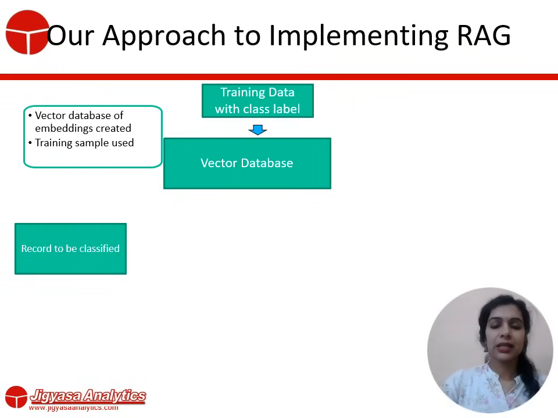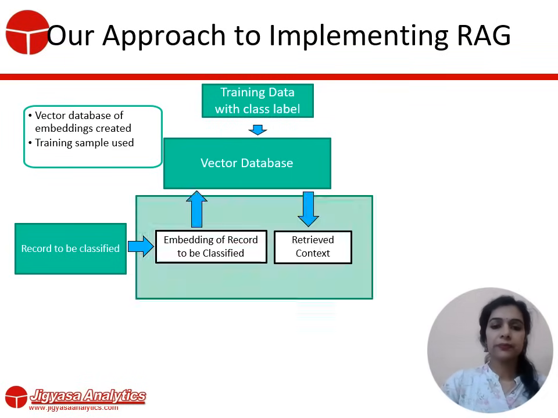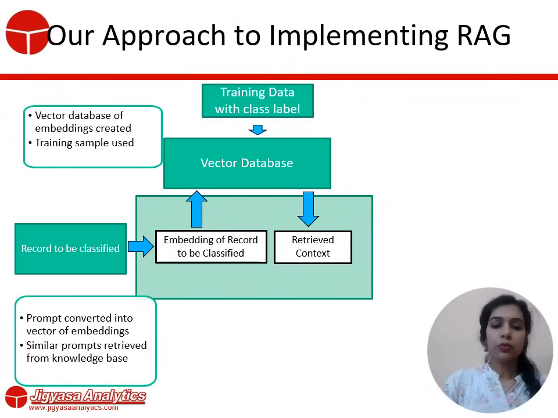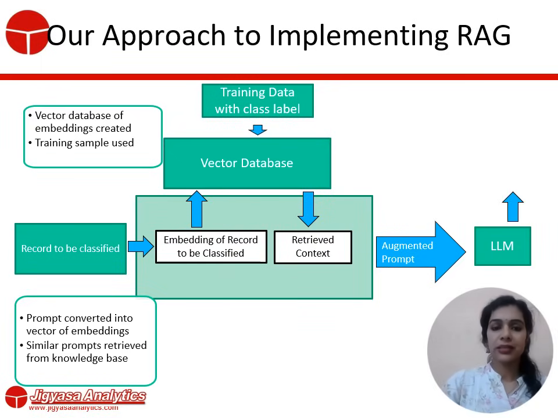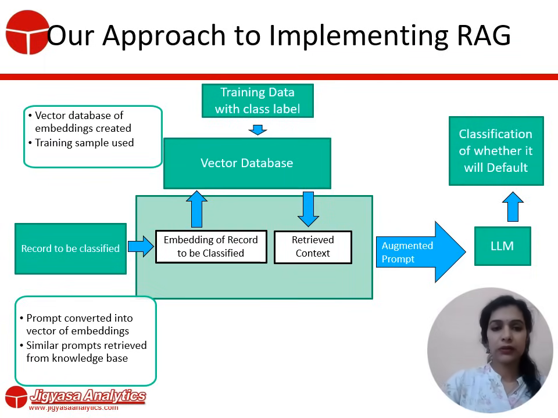So when a new record needs classification, we first convert it into an embedding, and we perform a similarity search to get the relevant context from the vector database. So what we have done, we have a prompt, we have converted it into vector embeddings, and we got similar prompts from the knowledge base. Then we create an augmented prompt. The relevant context is combined with the original query to form an augmented prompt. This prompt is then passed to the large language model for classification, and the large language model will analyze this augmented prompt and provide a classification result to determine whether the record will default or not.